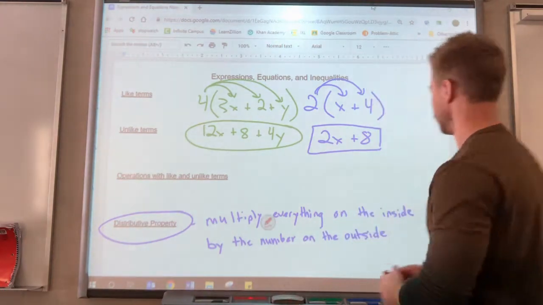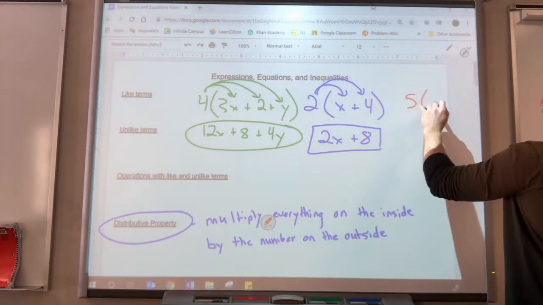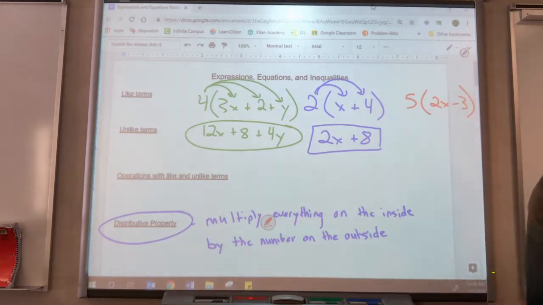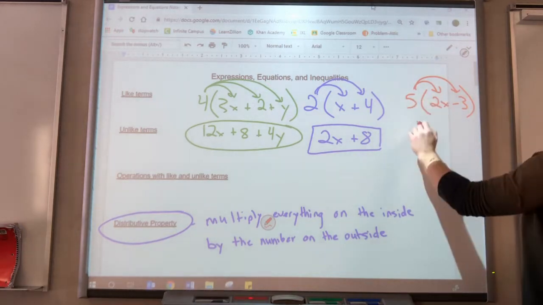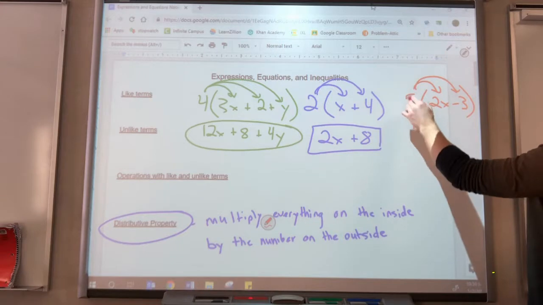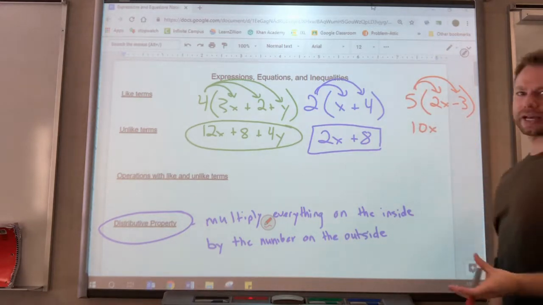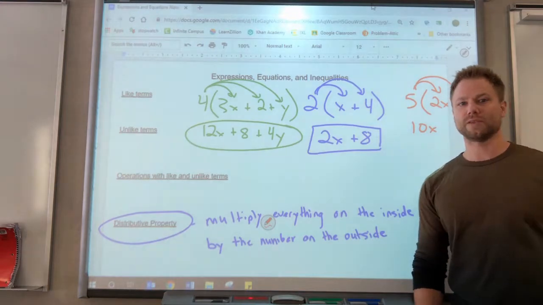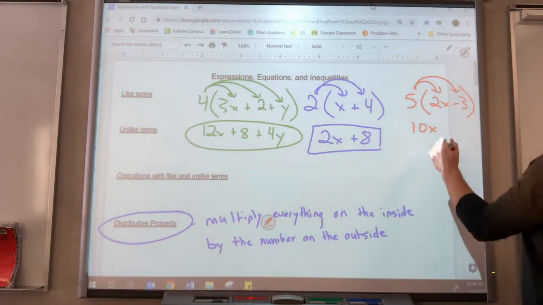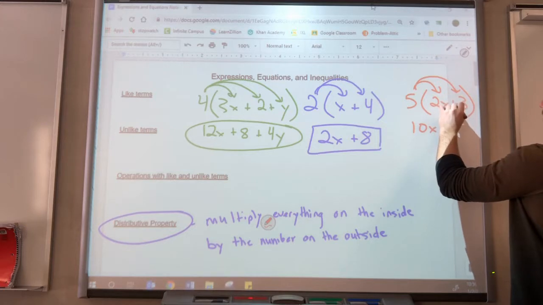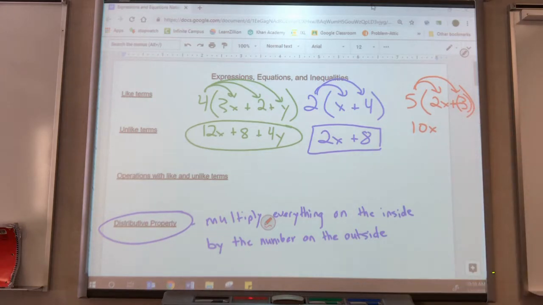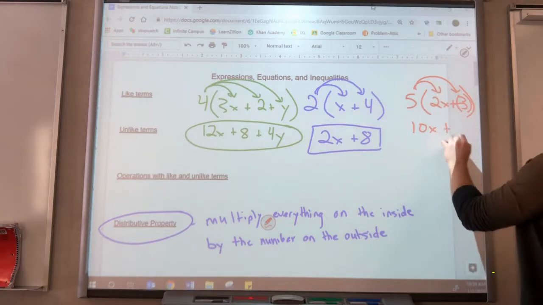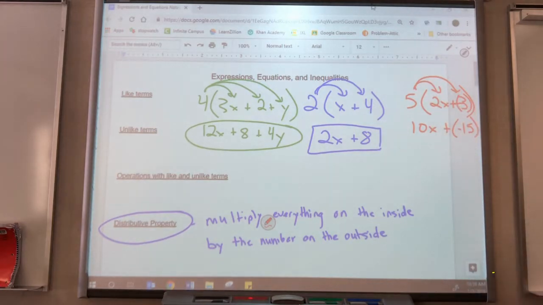Okay, let's look at one with subtraction. If I have 5 times 2x minus 3, again, I will multiply what's on the outside by everything on the inside. 5 times 2 is 10. Don't forget the x. Now this is going back to our addition and subtraction rules from way at the beginning of the year. This is a minus 3, but really that's a plus negative 3. Okay? So that negative 3 is the key. So 5 times negative 3, a positive times a negative makes a negative, so that becomes a negative 15.